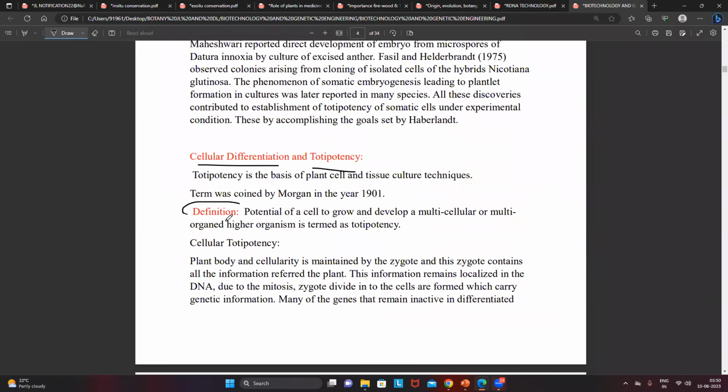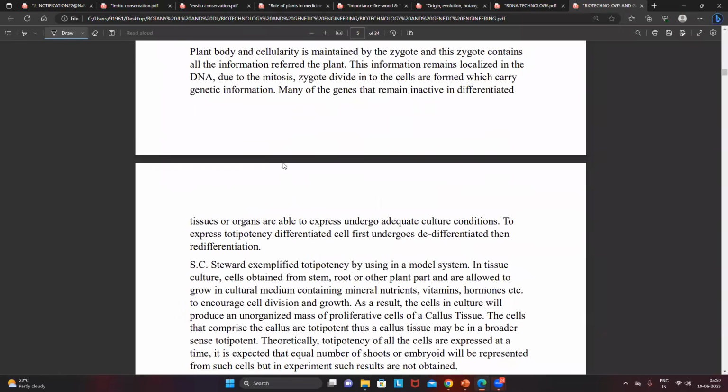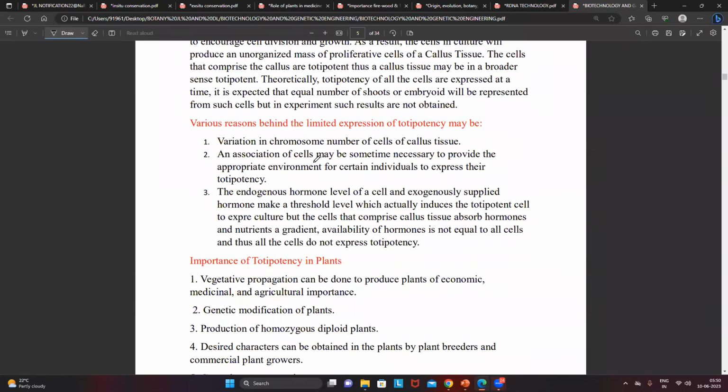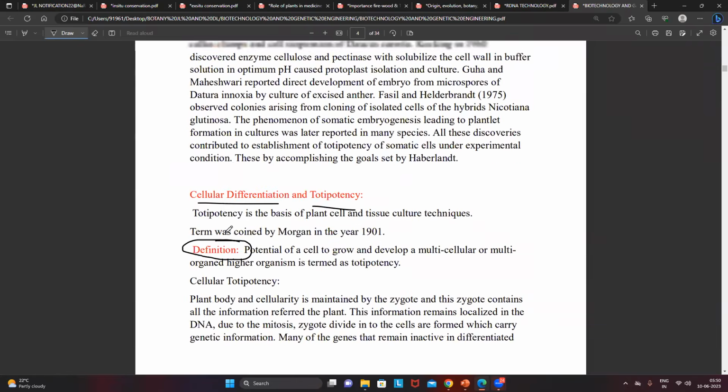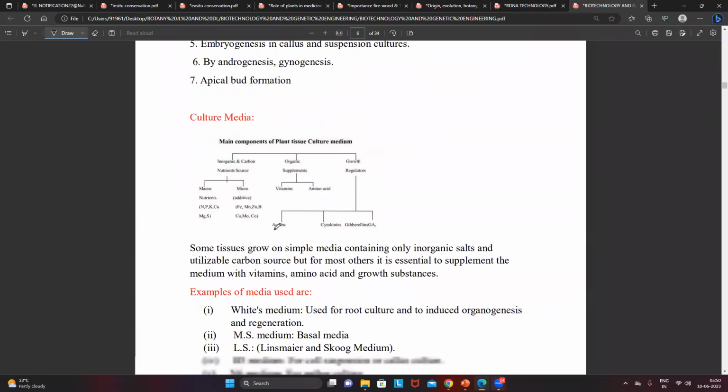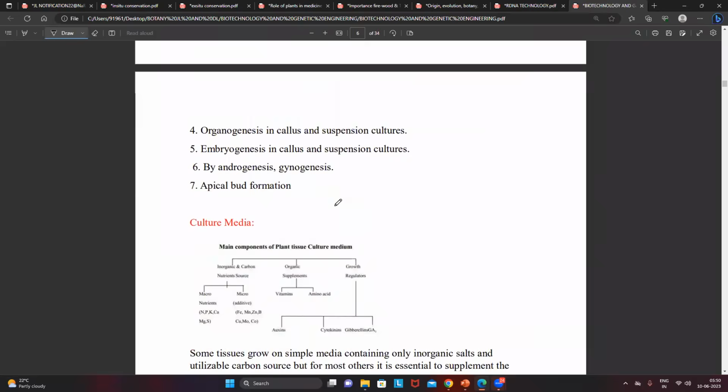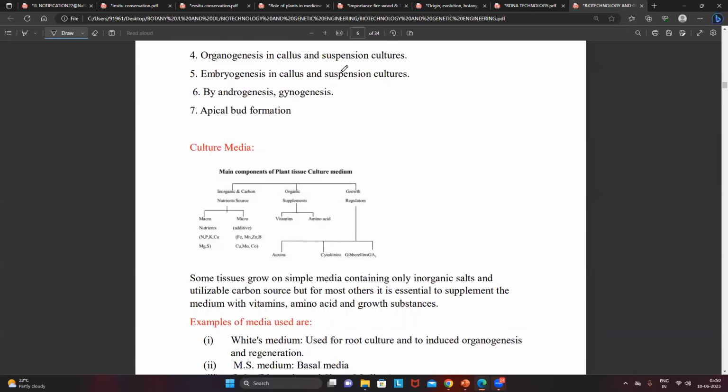Here also, don't read anything extra except the definition. That is only required. What is the definition of totipotency? What is the definition of cellular differentiation? Then the most important one: what are the plant tissue culture media? Remember, everyone: what inorganic media are we using? What organic media are we using? What growth regulators are we using?